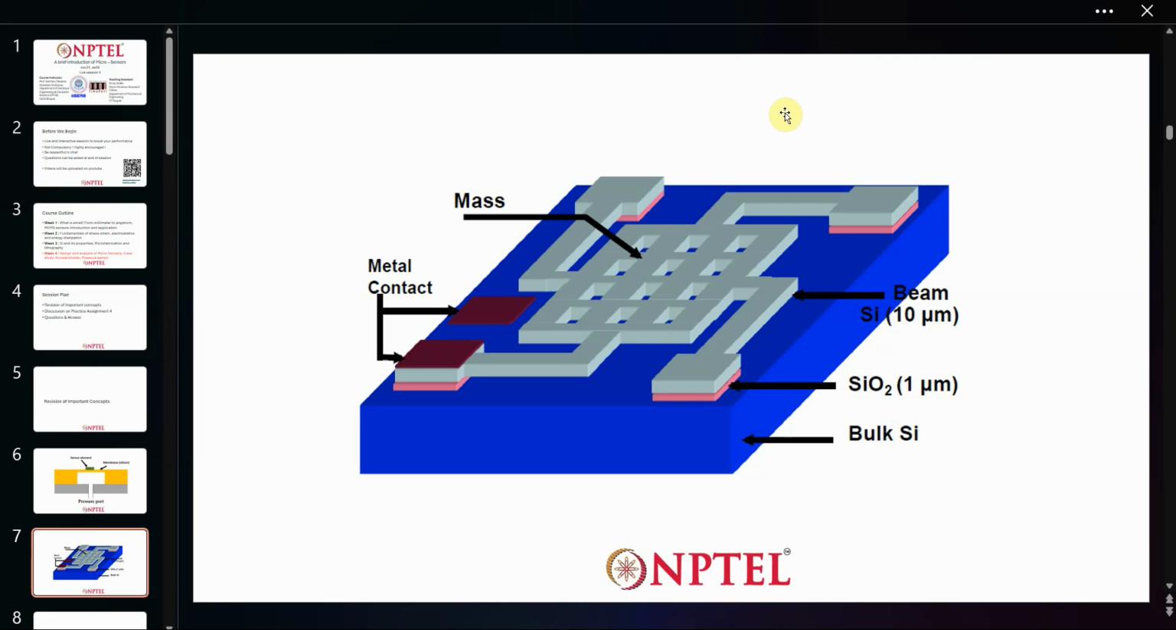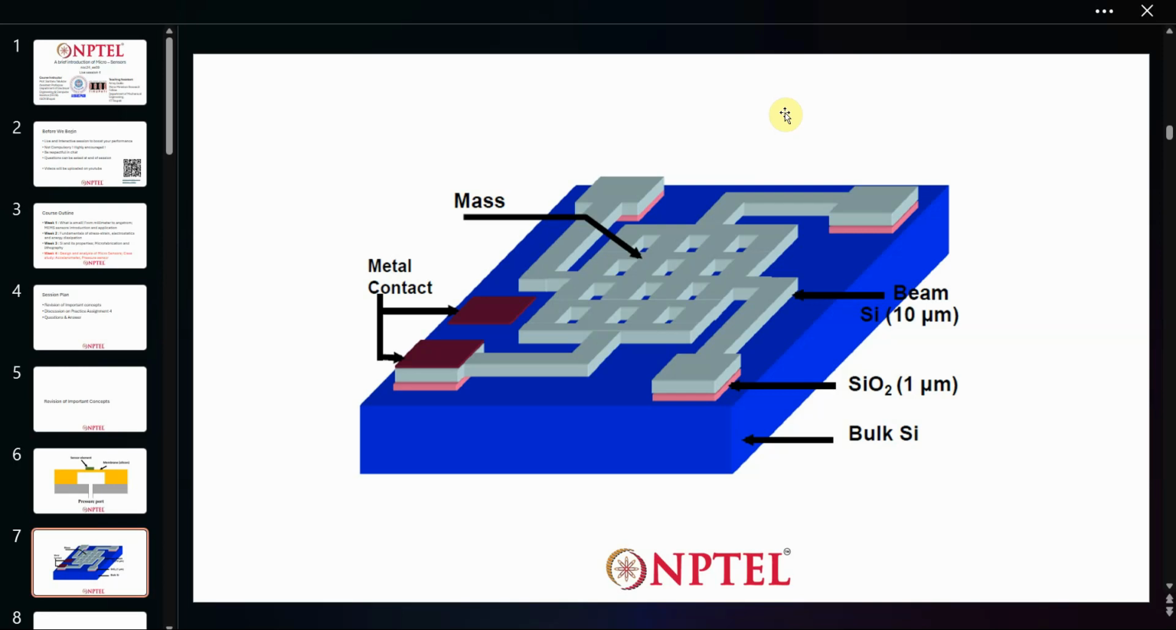So this is how a typical accelerometer looks. It will have a base silicon substrate, then a silicon layer, then the beam, and then the metal contact. Basically there is one sacrificial layer between the bulk silicon and the silicon beam, and then there is a metal contact to actually calculate the capacitance.